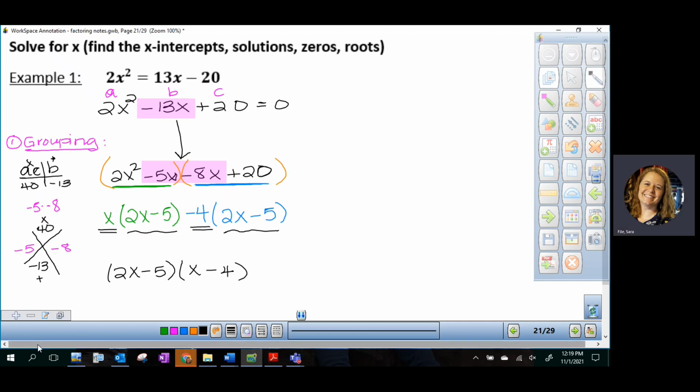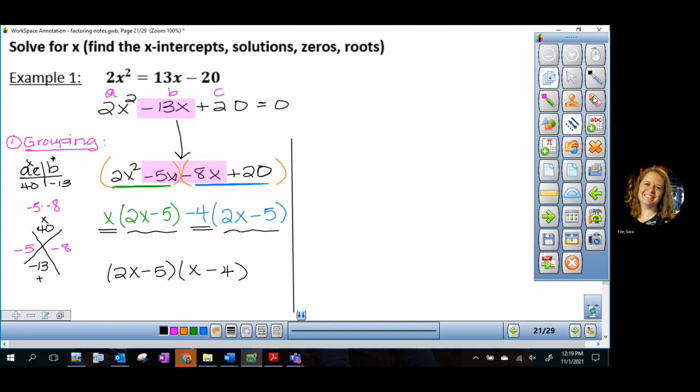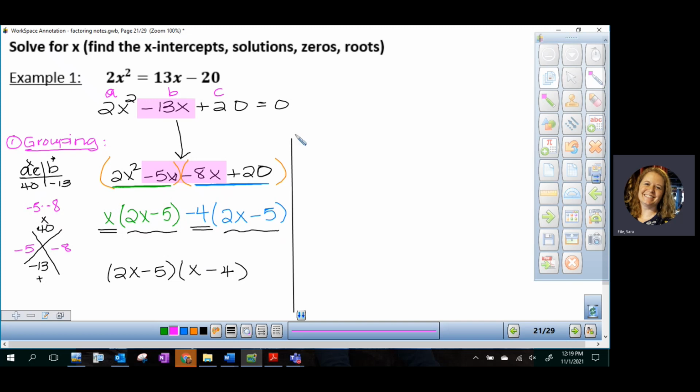Does that make sense? So that is factoring by grouping. Now, box method is very similar. It's just a different organization. It's putting it in like a box in a table.